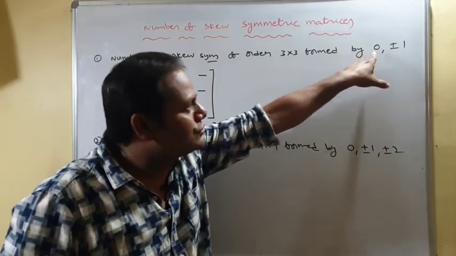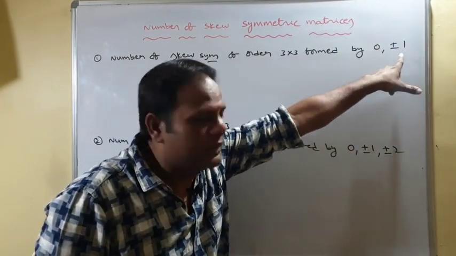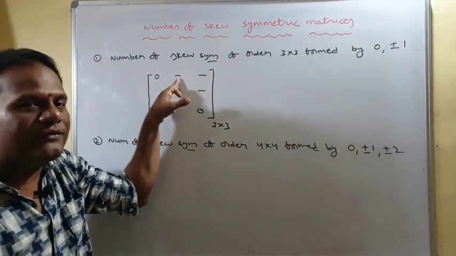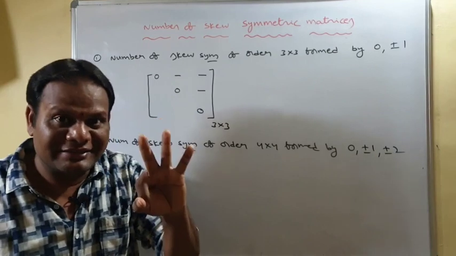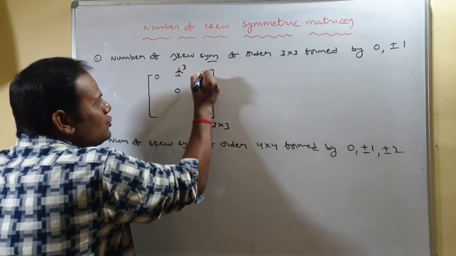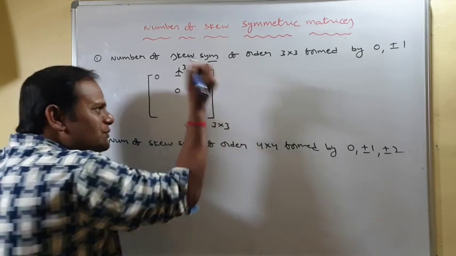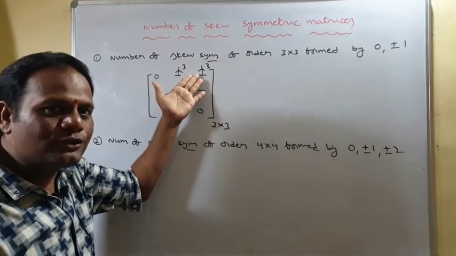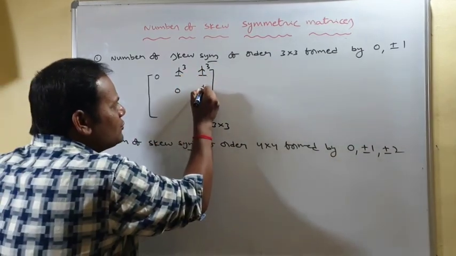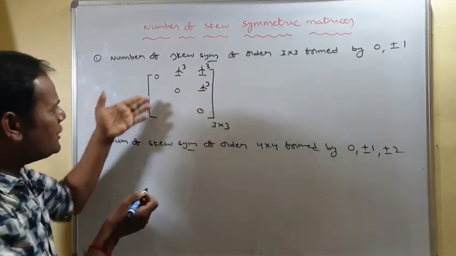So you can use 0 or plus 1 or minus 1. So in how many ways can you fill this gap? 3 ways. So you can fill this gap in 3 ways. You can fill this gap also in 3 ways. You can use either 0 or plus 1 or minus 1. And this also in 3 ways.